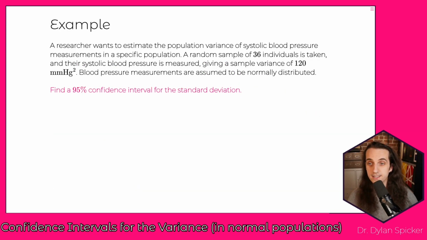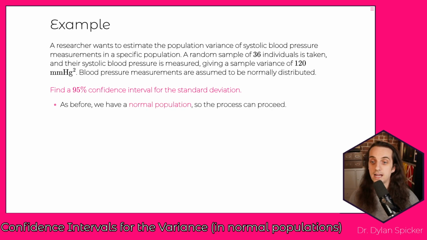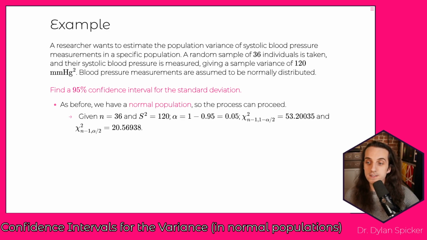So if we turn back to that exact example we were working on before, what can we do in this case? Well, again, we have all of the same information, right? n is 36, the variance is 120. We want a 95% confidence interval for the standard deviation in this case. Okay, so as before, because it's a normal population, the process can proceed. We're given all of the same information, and so it's sort of just summarized here.